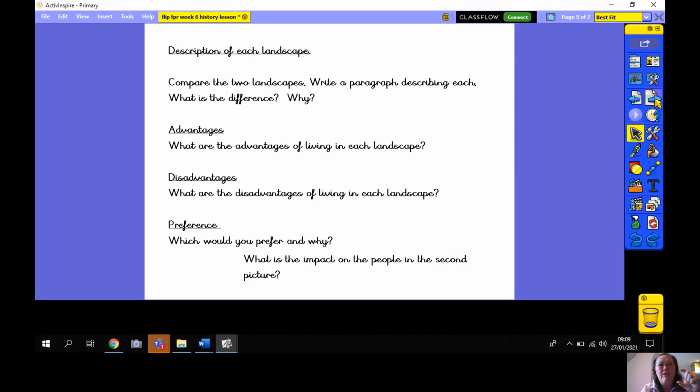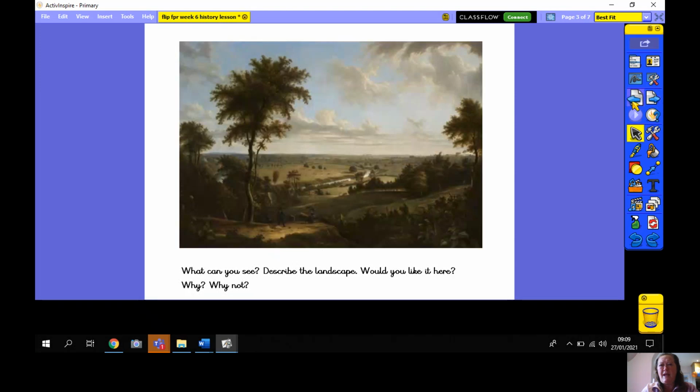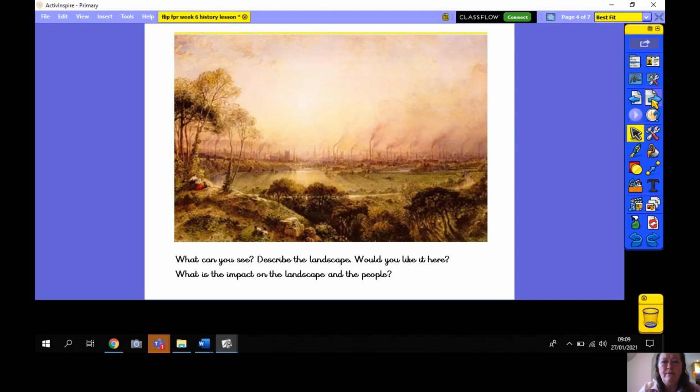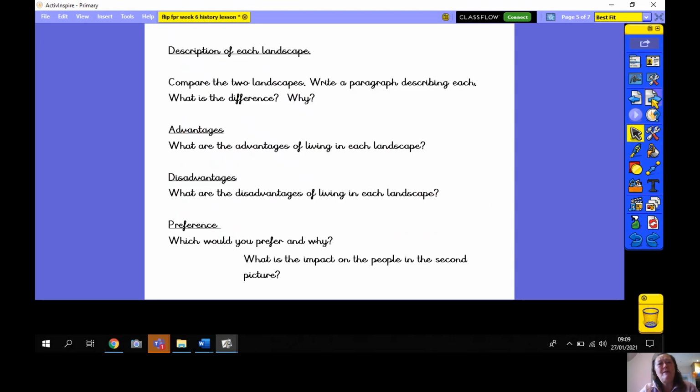I'd like you to write a little paragraph about each one, what it looks like, just what it looks like. So describe that first picture. Describe this one here, what can you see? Okay, so have a look at that and describe that. Then I want you to describe this one and say what you can see, just what you can see. Don't say what you can feel at this point, okay? And then just say briefly, what's the difference? What's the main difference between these two pictures?